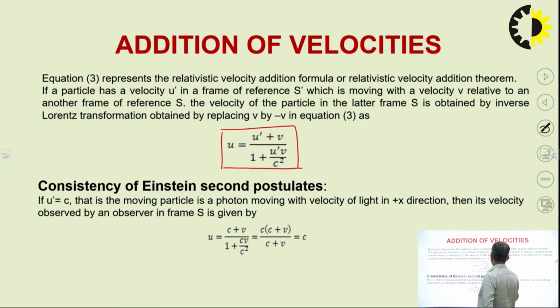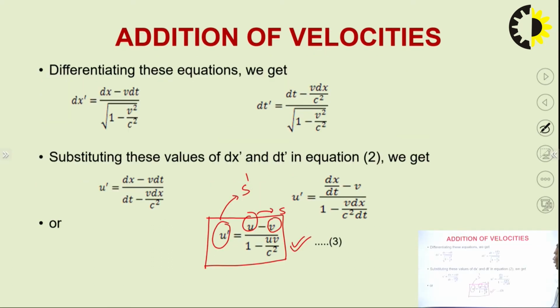What we do is take v as minus v. This is the simple trick to get the inverse transformation. We are going to use these two equations to derive variation of mass.